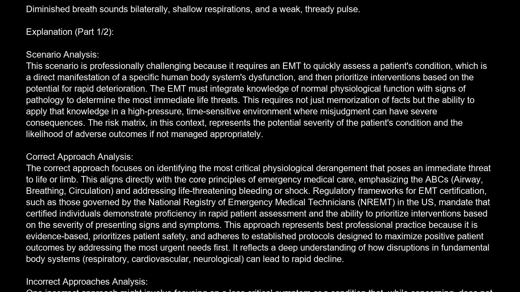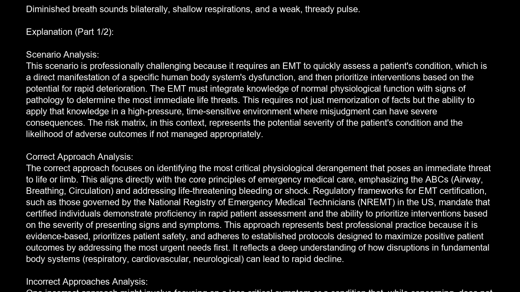Explanation. Scenario analysis. This scenario is professionally challenging because it requires an EMT to quickly assess a patient's condition, which is a direct manifestation of a specific human body system's dysfunction, and then prioritize interventions based on the potential for rapid deterioration. The EMT must integrate knowledge of normal physiological function with signs of pathology to determine the most immediate life threats. This requires not just memorization of facts, but the ability to apply that knowledge in a high-pressure, time-sensitive environment where misjudgment can have severe consequences.